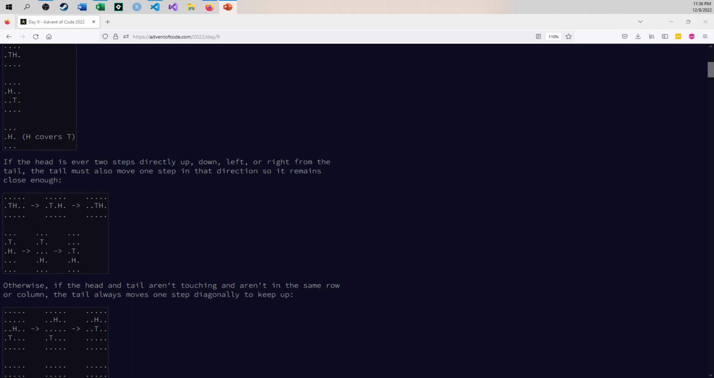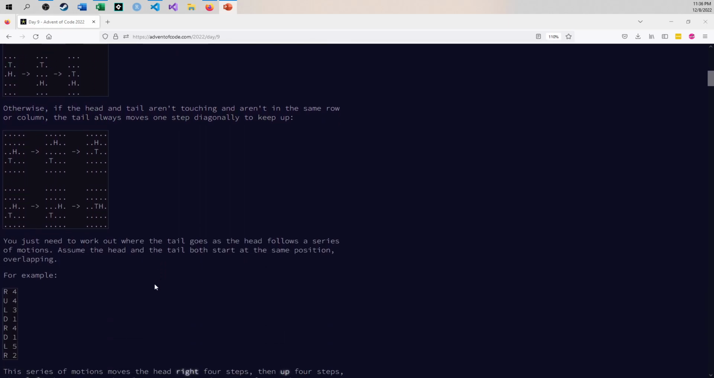And otherwise, if it's like a knight on a chessboard, any of those 8 positions, then you would move diagonally toward the thing. And so there's basically 12 different movements that the tail can make, or I guess technically 13 if it doesn't move at all. And basically the question is, as this head moves around in a specific pattern, how many of the different squares does the tail touch? And so in this case, it comes out to be 13 with this data set.